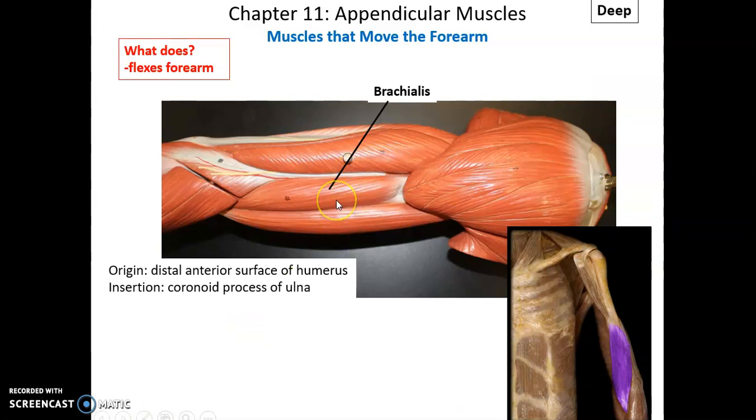Underneath, or deep to, the biceps brachii is the brachialis muscle. So underneath it, brachialis muscle. Its origin is on the distal anterior surface of the humerus. It inserts into the coronoid process of the ulna, crosses only the elbow joint, and it flexes the forearm at the elbow joint.